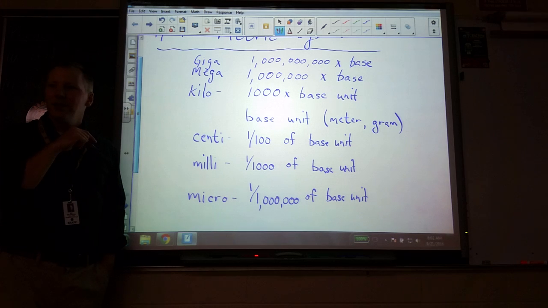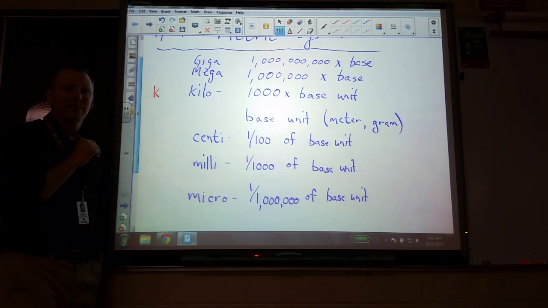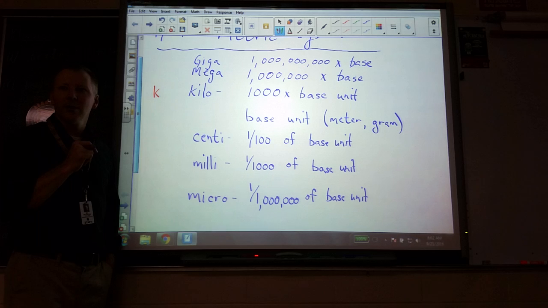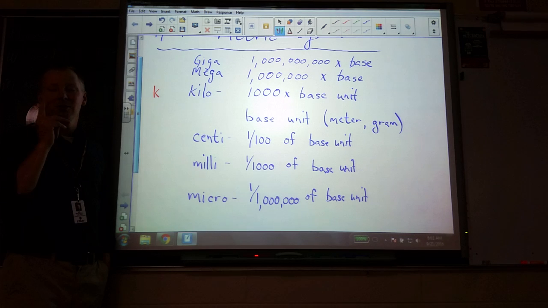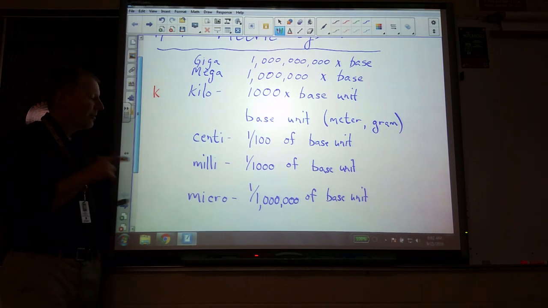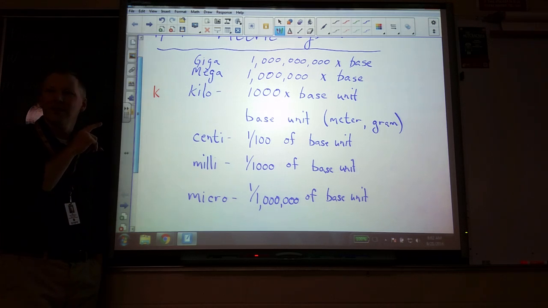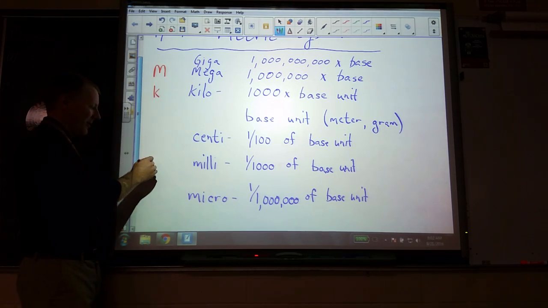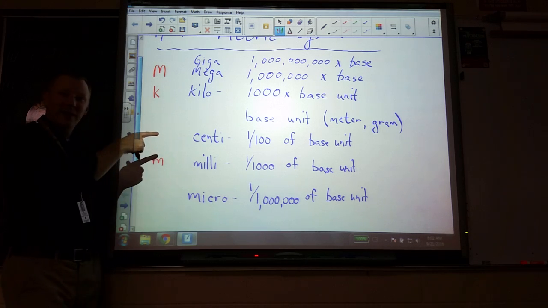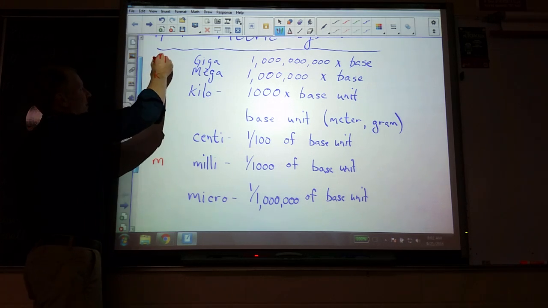Does anyone know what the abbreviation for kilo is? Just a K, lowercase k. Anyone know mega? Think about computers, megabyte. We only use one letter. Can you be more specific? Think about when you say M, what is milli? And what is mega? Capital M up here. What about milli? Lowercase m. Centi we all have seen lots. C. Giga we see in computers, that's a capital G.